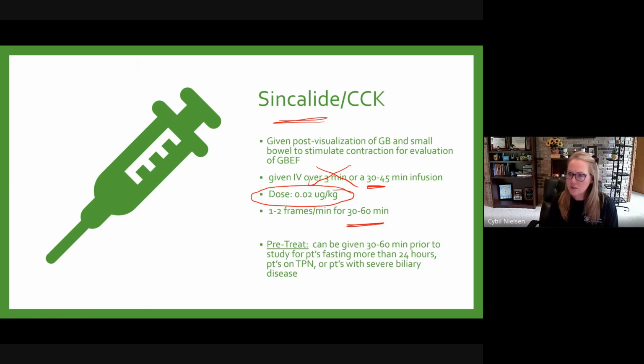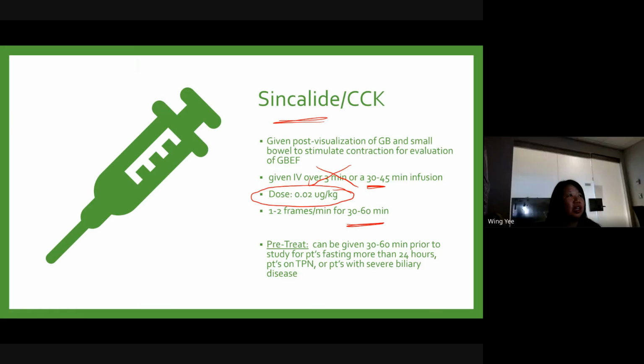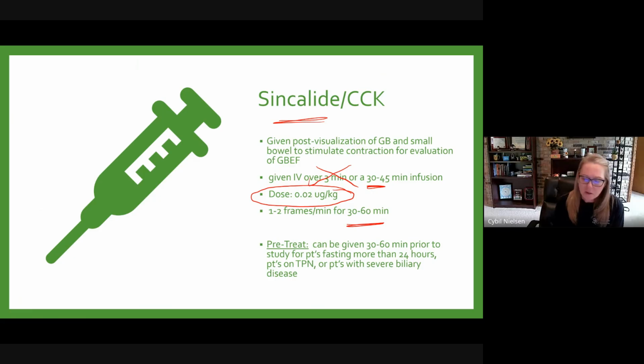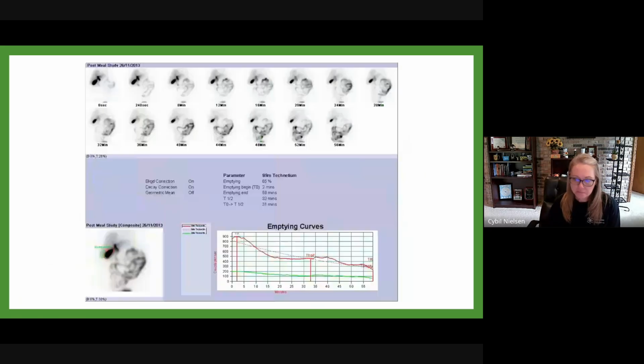How long do you guys inject over? They have a drip, put it on the pump, and then they stand dynamic while they're infusing that. Okay. All right. So take images anywhere from 30 to 60 minutes afterwards. Now, if a patient has been fasting for a long time and their gallbladder is full of bile and the mebrofenin can't get in there, we can actually pre-treat. We can give them a little bit of CCK, cause the gallbladder to squeeze a little bit, wait an hour or two, and then go ahead and do the study.